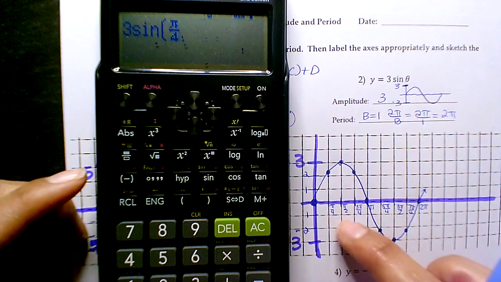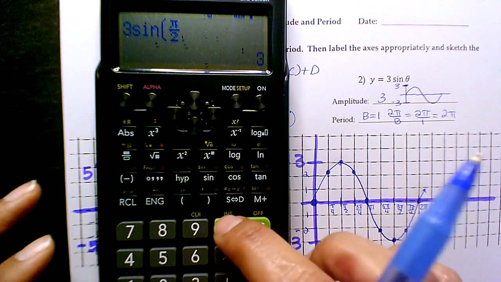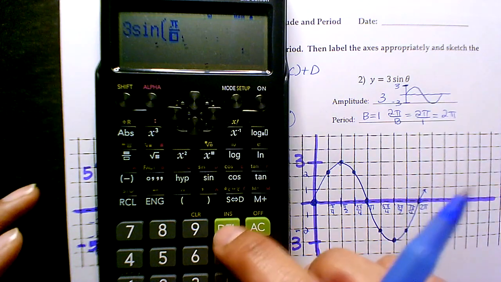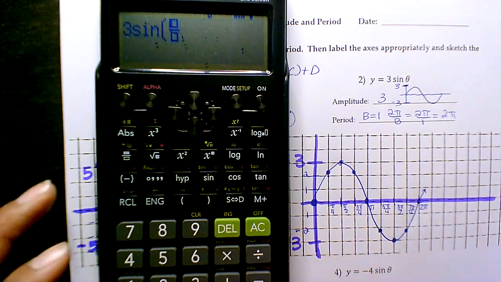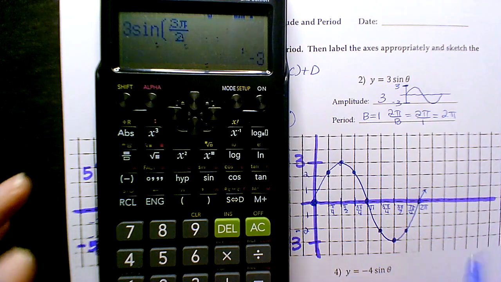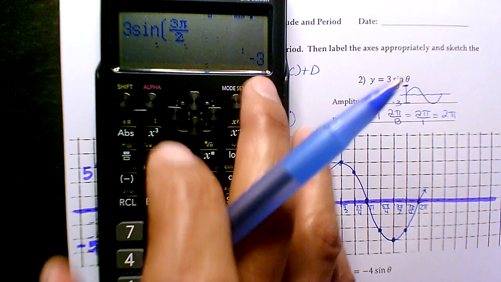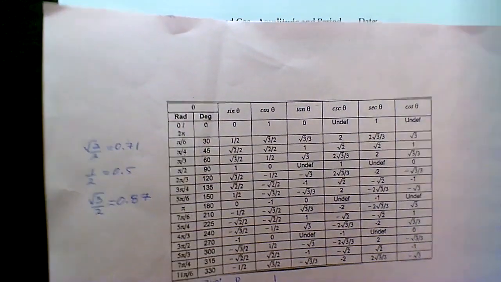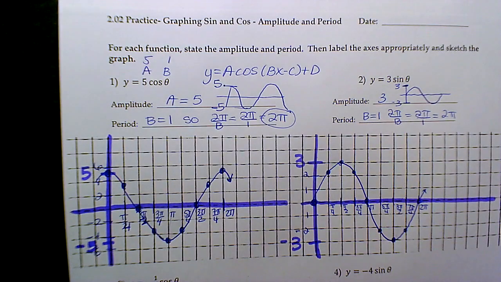And then what's the next one? Pi over 2. There's my 3. And then you can just type 3 sine of 3 pi over 2, and that is your negative 3. So if you don't feel comfortable or you feel it's time consuming to take the chart and convert it using your amplitude, then the calculator works great.